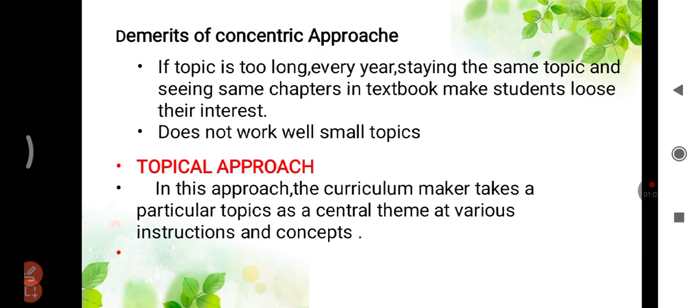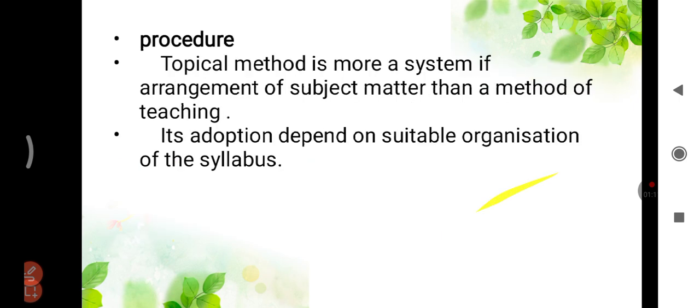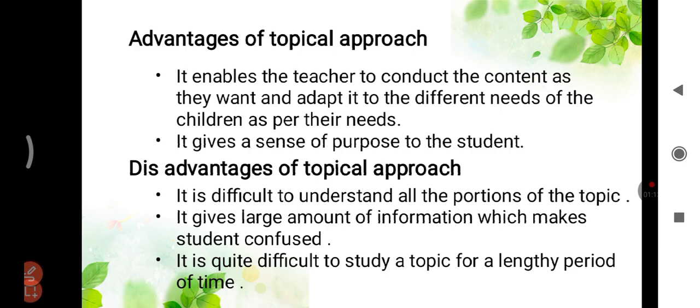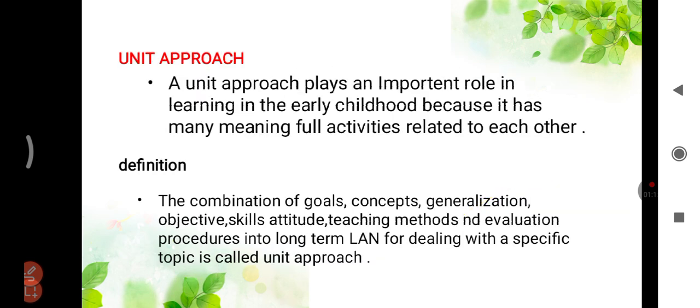The topical approaches. In these approaches, the curriculum maker takes particular topics as the central theme of the various instruction and concepts. The procedure, then advantages and disadvantages of topical approaches.